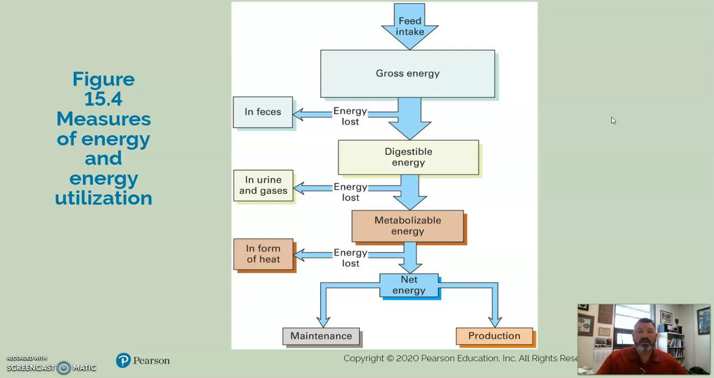Here's a flow chart of energy usage by the animal. So at the top of the chart, of course, we have feed intake. At the bottom of the chart, we have energy that is committed to either maintaining the body or some kind of production capacity. And then things that require energy that is kind of a tax, so to speak. Like it costs your body energy in order to get rid of fecal material or urine or dissipate heat. So we have to account for those things because those are losses of energy that cannot be attributed to maintenance or production.